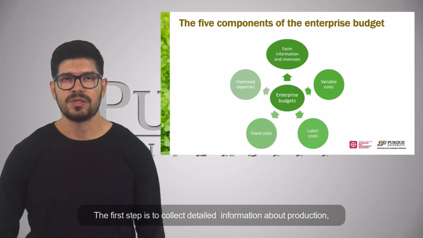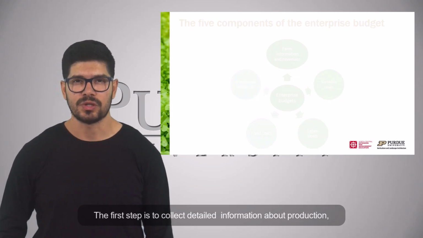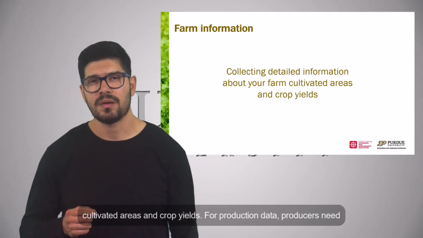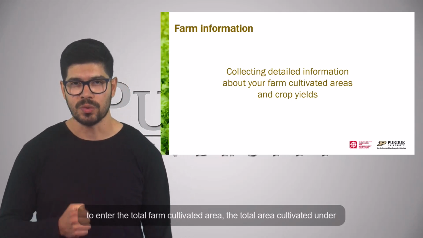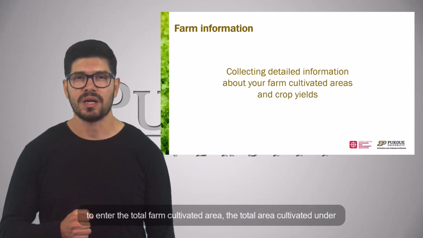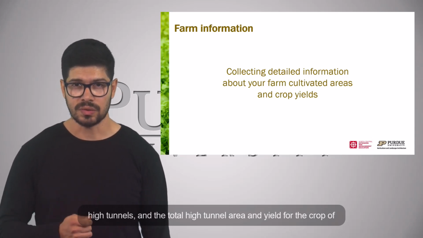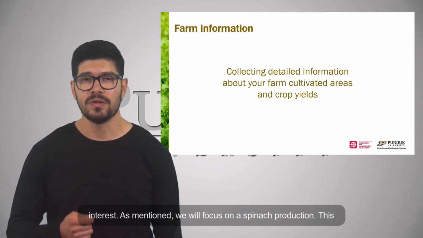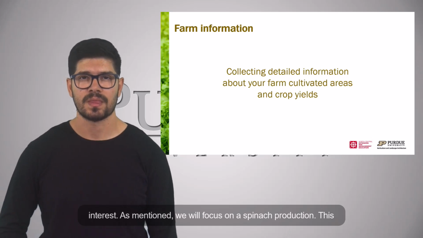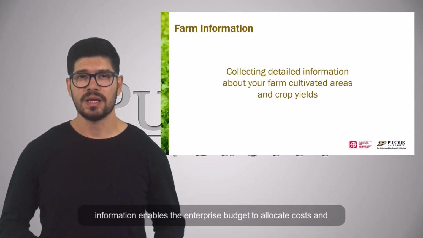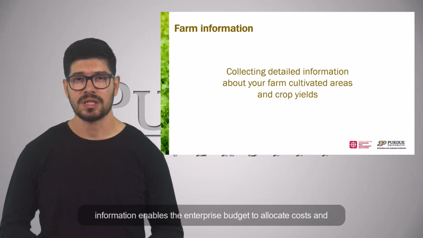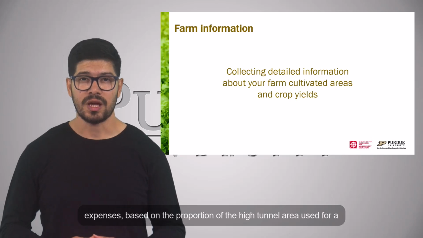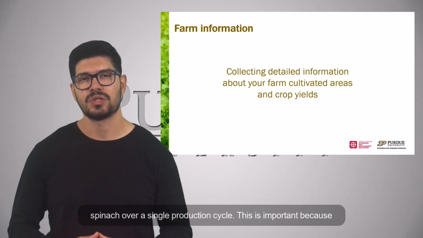The first step is to collect detailed information about production, cultivated areas, and crop yields. For production data, producers need to enter the total farm cultivated area, the total area cultivated under high tunnels, and the total high tunnel area and yield for the crop of interest. As mentioned, we will focus on spinach production. This information enables the enterprise budget to allocate costs and expenses based on the proportion of the high tunnel area used for spinach over a single production cycle.